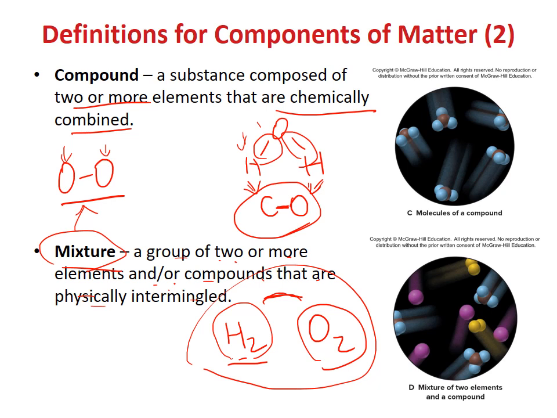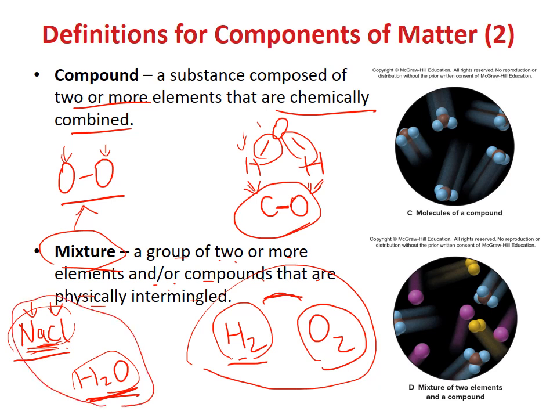If you dissolve table salt in water, table salt is a compound because you have sodium and chlorine with a chemical bond between them. So this is sodium chloride, a compound. Water is also a compound because two elements are chemically bonded together, so it's a molecule, it's a compound. When these two mix together without chemical bonds, this is a mixture.